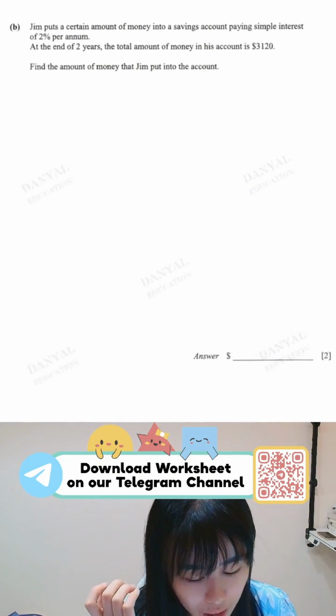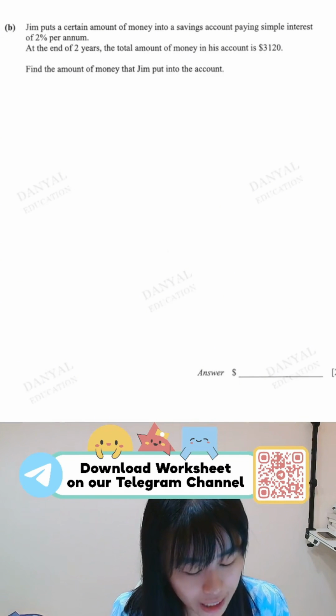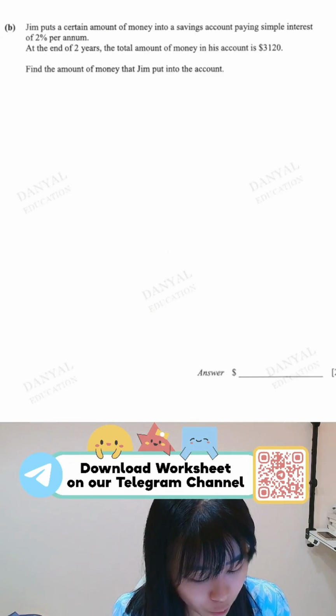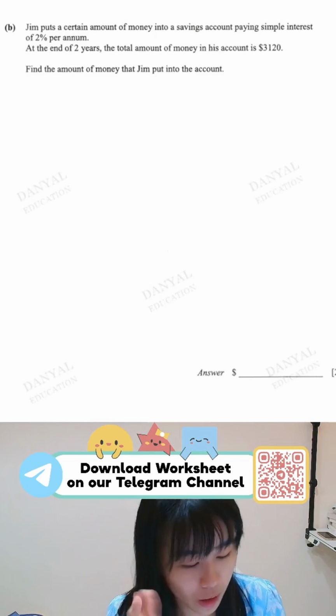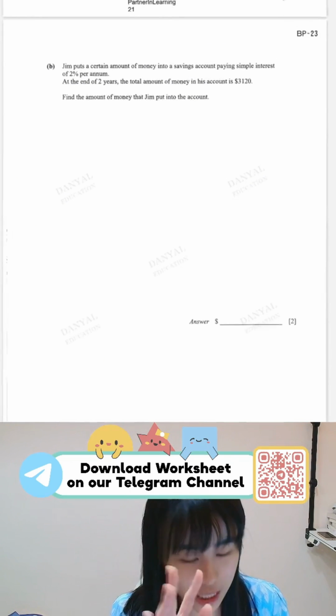Jim puts a certain amount of money into a savings account paying simple interest of 2% per annum. At the end of 2 years, the total amount in his account is 3120. Find the amount of money that Jim put into the account. Okay, this one is just like that. This one is the easier one.